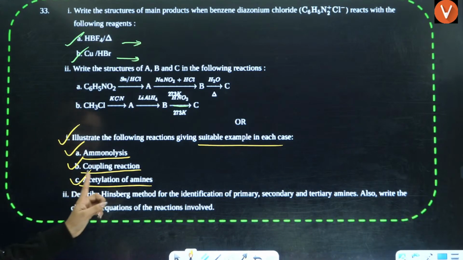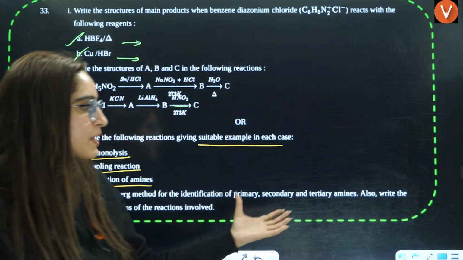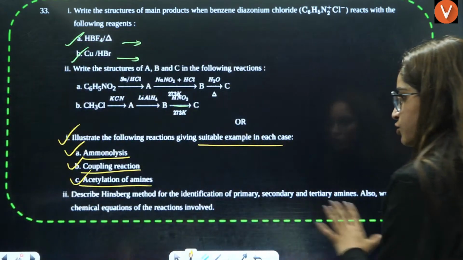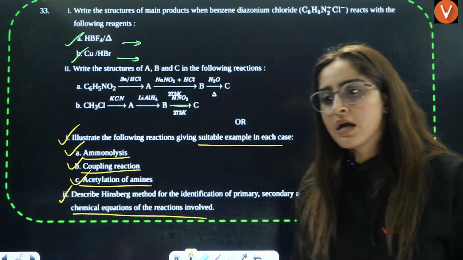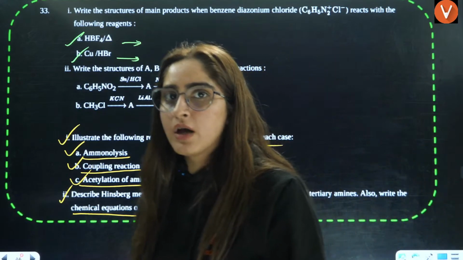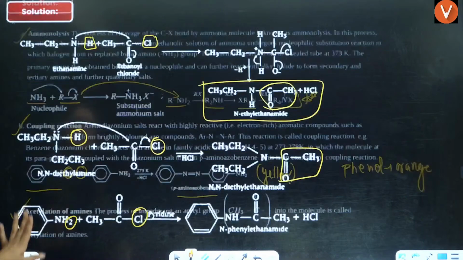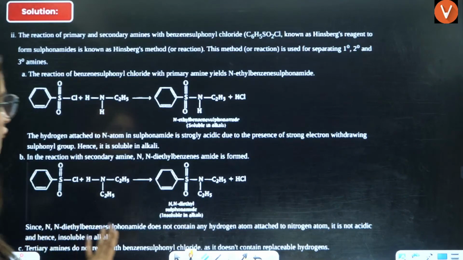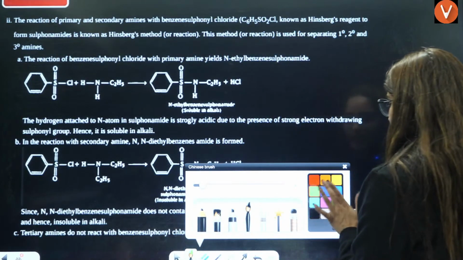Next is: describe the Hinsberg method for the identification of primary, secondary, and tertiary amines. Also write the chemical equations involved. It's a very, very simple question. You have the Hinsberg reagent. 1 degree, 2 degree, 3 degree, how will they react? Let us see. Very interesting and very simple, a frequently asked question for your board exams, right?